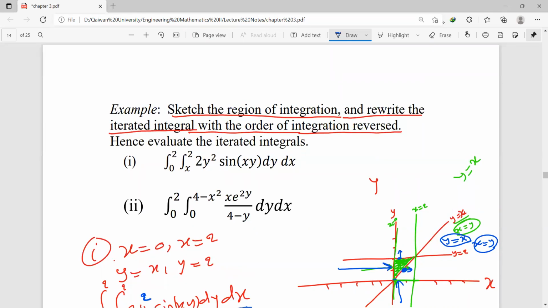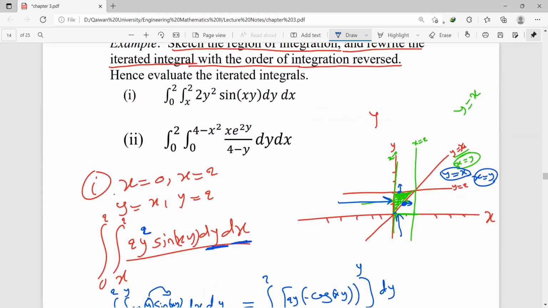It's impossible to find that integration in this way. So what we do is revise the order of the integration. That means we reverse the order of the integration. As dy dx, we change it to dx dy. We solve that example. Okay? By changing the order of the integration, these lower and upper limits are going to be changed. These are going to be changed also.